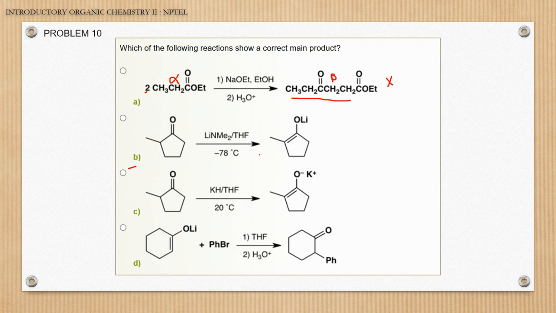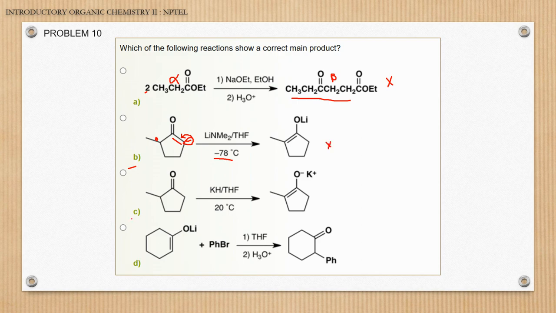No. Incorrect. Wrong. Because here at low temperature I have told you that kinetic enolate is going to be formed. So kinetic enolate is what? Less substituted enolate. So the double bond should be here instead of here. So the abstraction of the proton will take place from this position rather than this position. In the case of low temperature, kinetic enolate is going to be formed. So this is the wrong product.